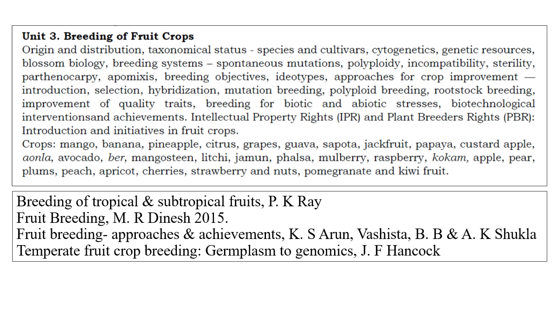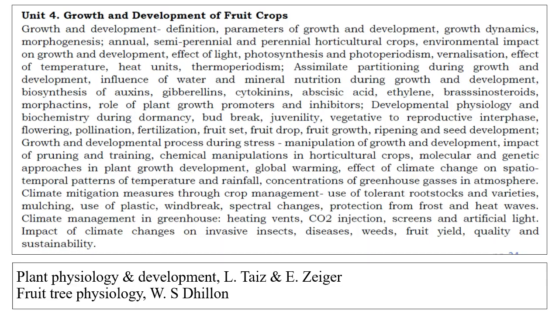Then coming to breeding of fruit crops. Here this is an important unit. This can be learned from Breeding of Tropical and Subtropical Fruits by P.K. Ray, then Fruit Breeding by Jules Janick, and for temperate breeding you can check the book by Jeff Hancock, Temperate Fruit Crop Breeding: Germplasm to Genomics.